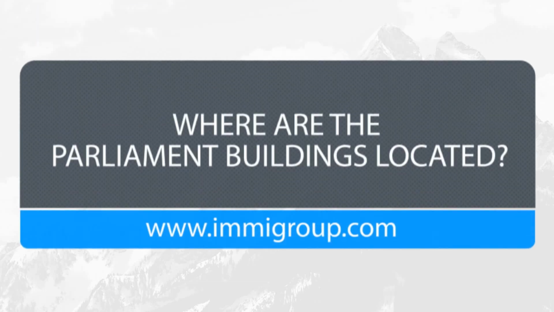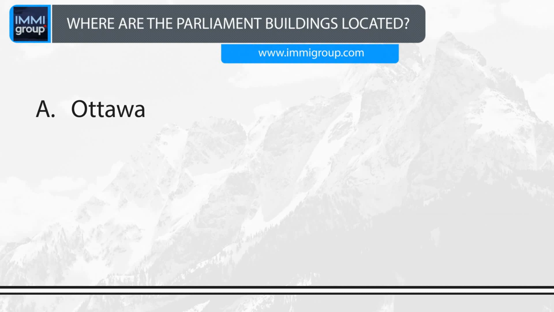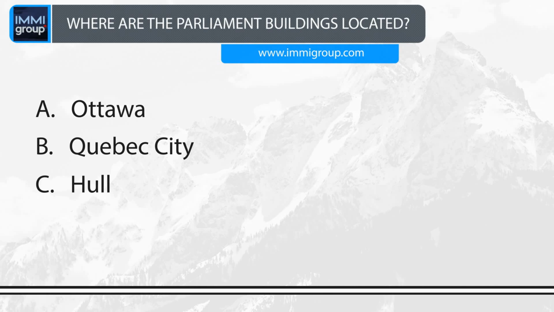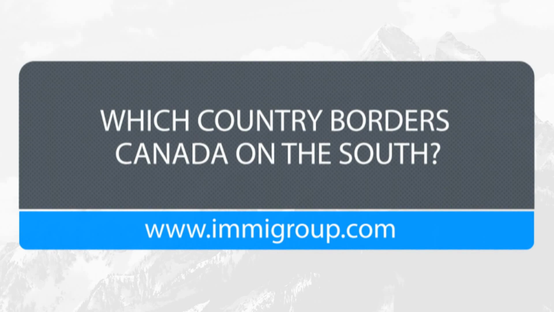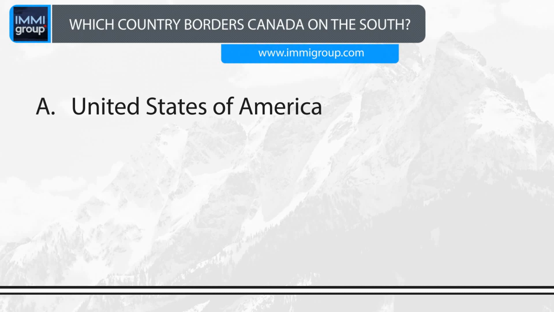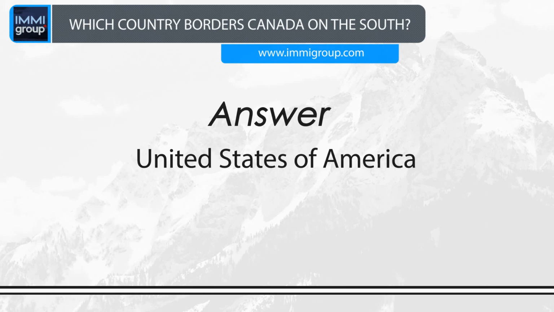Where are the Parliament buildings located? A. Ottawa. B. Quebec City. C. Hull. D. Toronto. Answer: Ottawa. Which country borders Canada on the south? A. United States of America. B. Central America. C. Mexico. D. Washington. Answer: United States of America.